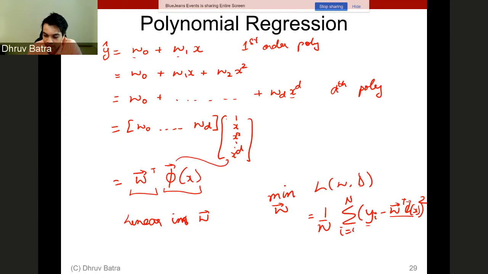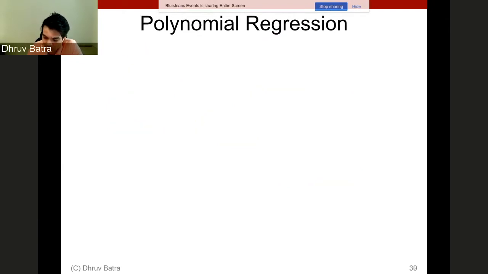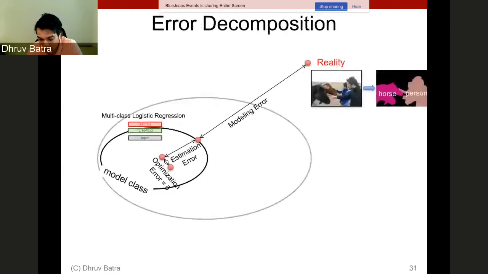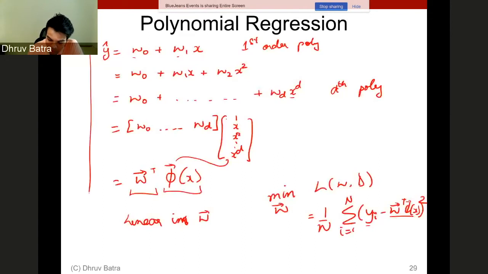You've probably seen this in other contexts, but we are really going to use this as a test bed for explaining this notion of both nested model families and regularization. So if we go back to our figure of error decomposition in nested model families, this particular polynomial regression analysis is actually a very nice way of showing model classes.